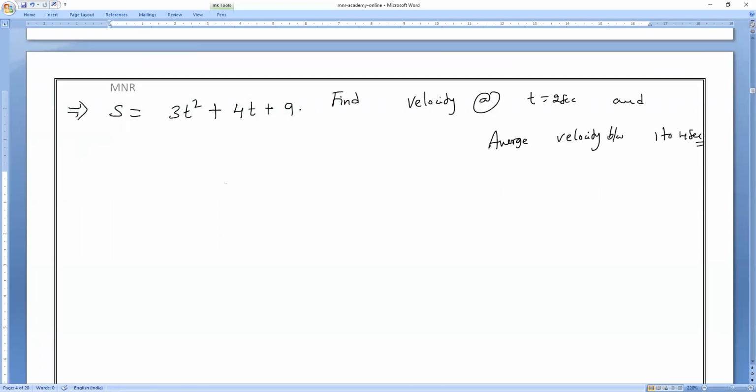Tell me, you should speak. V instant is equal to what? ds by dt. S is equal to what? 6t plus 4. Yes or no? So that is what. Everything applies that.